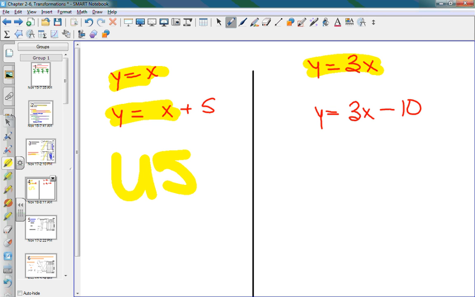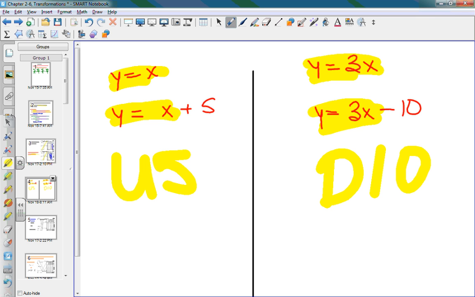Here I have y equals 3x, and I have y equals 3x minus 10. What's happening? I'm going down 10 units. Do we get that?